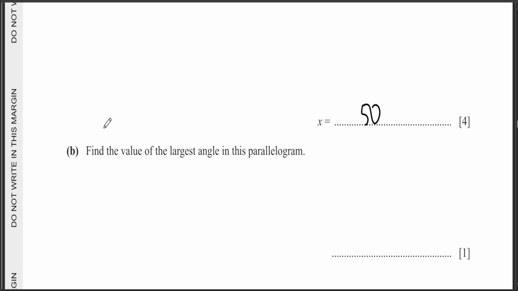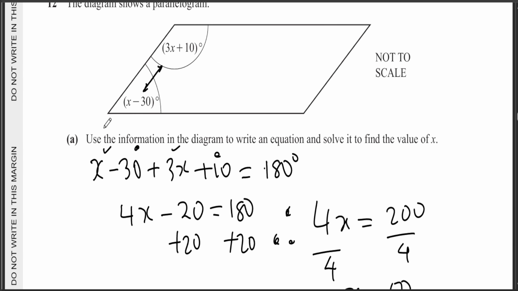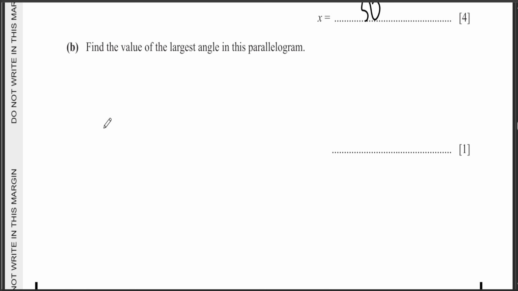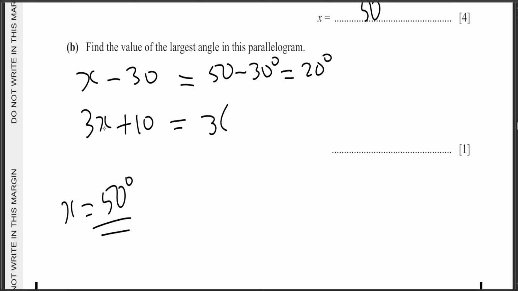Okay, question B. Find the value of the largest angle in this parallelogram. We only have two angles, that is x minus 30 and 3x plus 10. Since we know x is equal to 50, it becomes easier to find those angles. So x minus 30 is 50 minus 30, which is 20. And 3x plus 10 is 3 times 50 plus 10, which is 150 plus 10, which is 160 degrees. So the largest angle is 160 degrees.